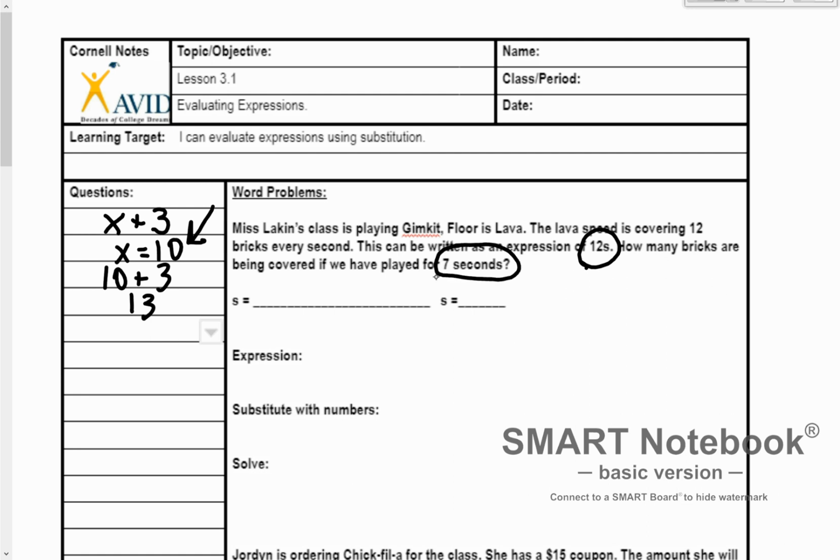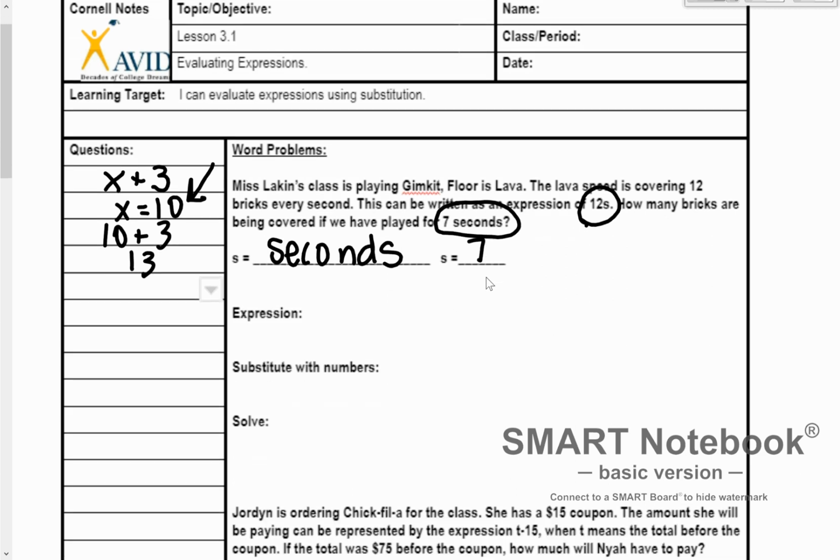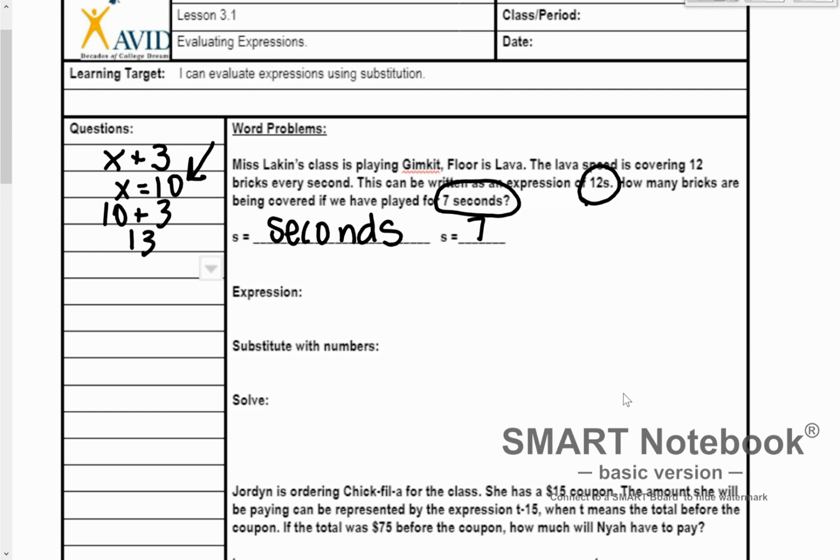Okay, so the way I'm going to break this down is, what does s stand for? Because our expression is 12s. S stands for the number of seconds, as it said. And then s equals, how many seconds did they tell us in this problem that s equals? S equals 7, because we're doing it for 7 seconds. Okay, when we show our work, there are 3 steps we need to do. We need to write down our expression, substitute our numbers for our letters, and then solve it.